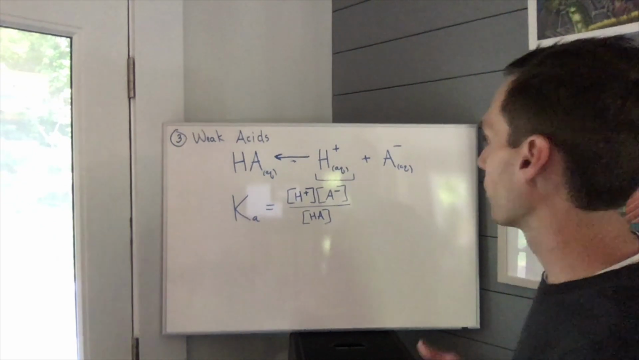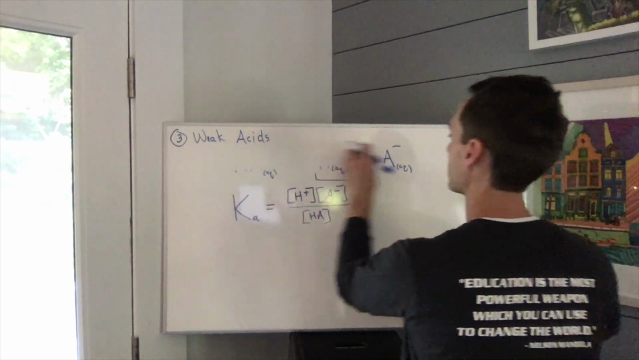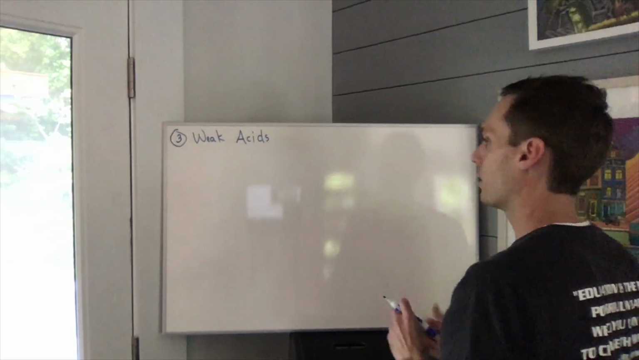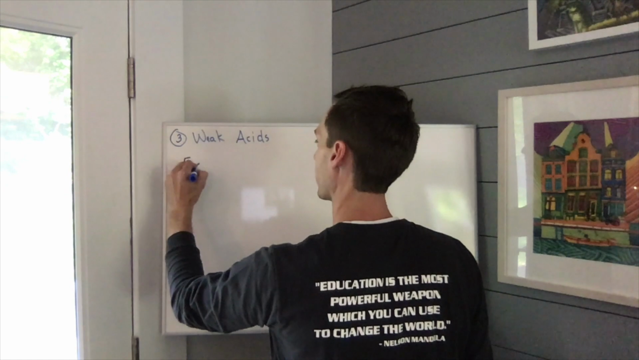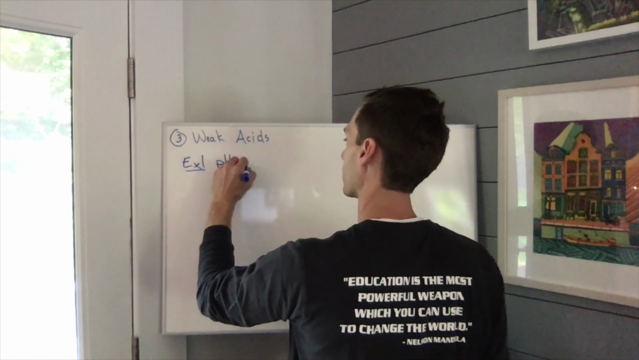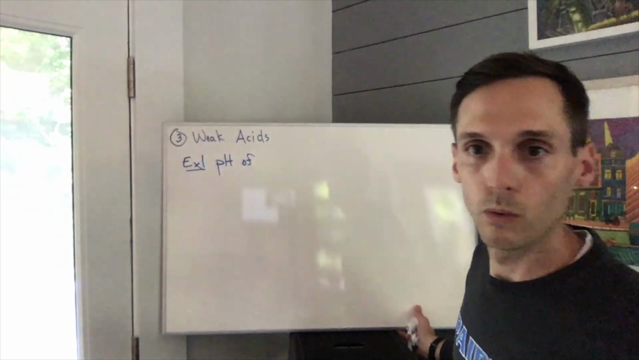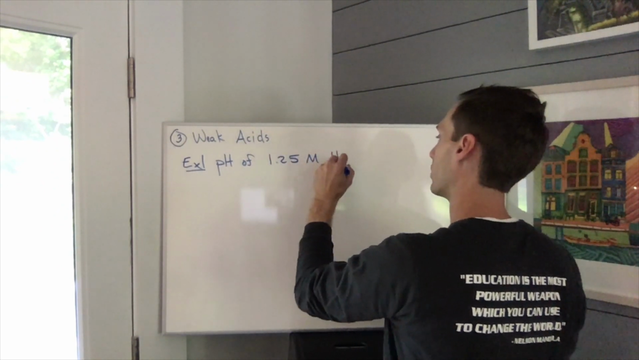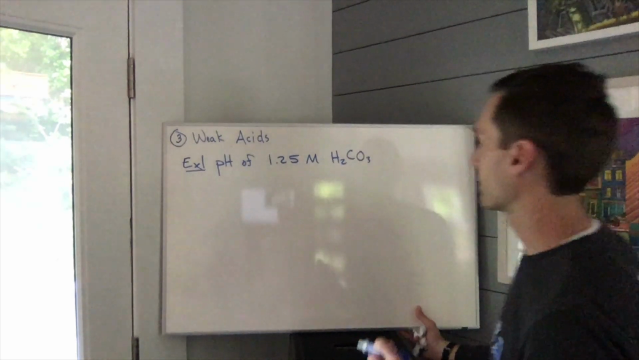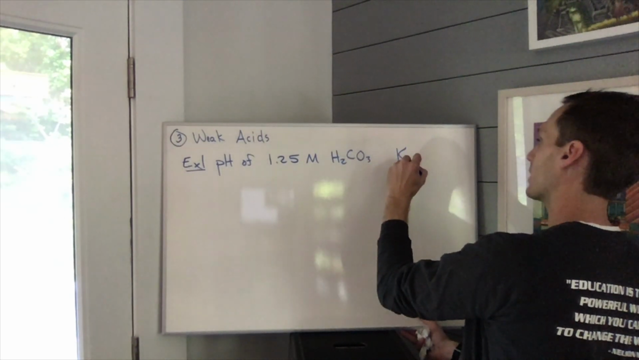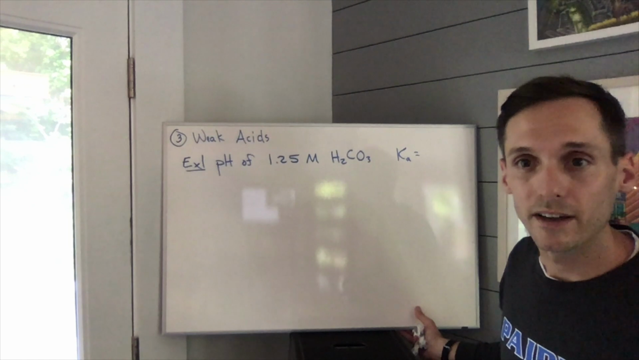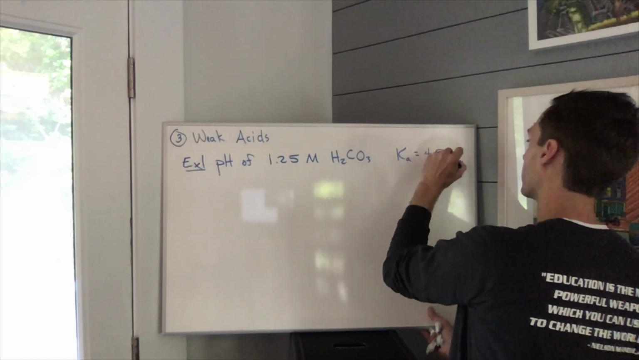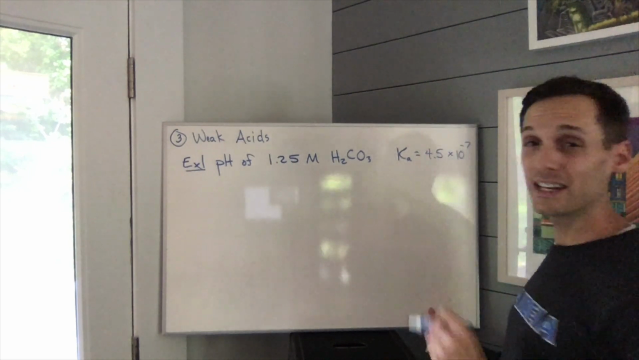All right, so for our example, I'm just going to erase this because we're going to need a little bit of space. For our example, we are going to try to calculate the pH of 1.25 molar carbonic acid. Okay, and carbonic acid has a Ka value. Our equilibrium constant will be 4.5 times 10 to the negative 7th.